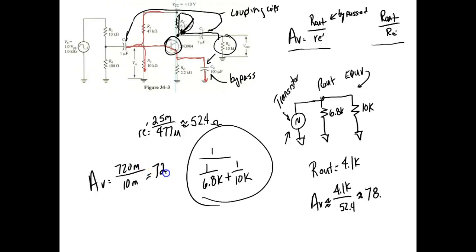Our measured AV is 72. We computed 78. A while ago I got 68, so something's happened since then. That's okay, but that's really good because we used so much approximation. So we got a gain of 72. What's the unit right there? No unit. Gain has no unit. How many dB would this be?